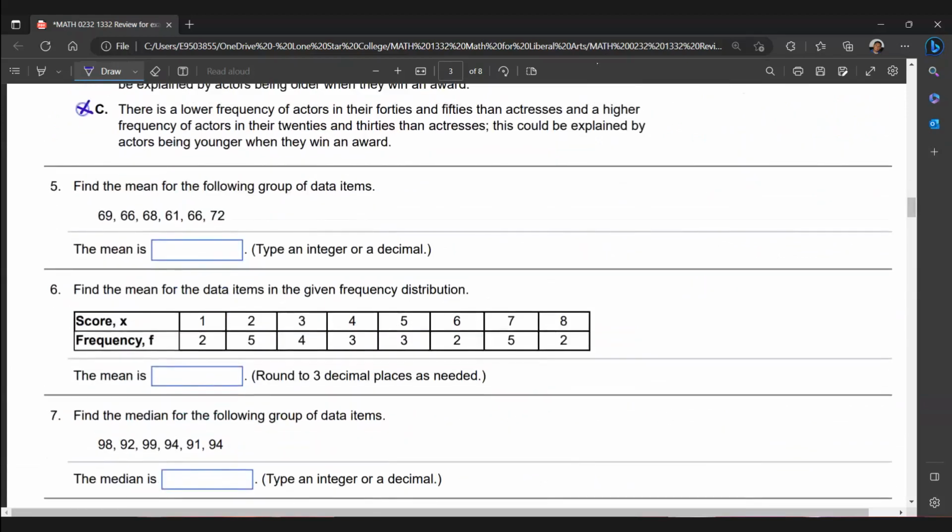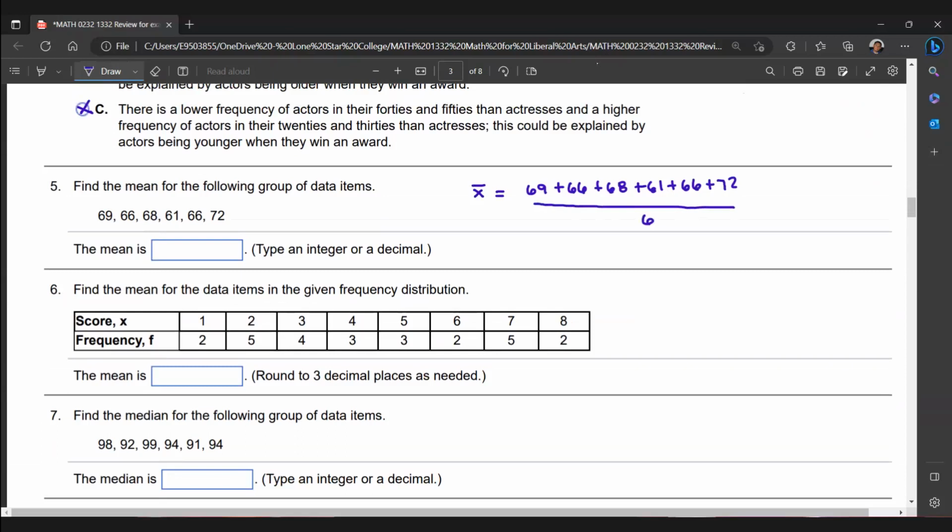Find the mean of the following group of data items. Okay. In order to find the mean, here's the symbol. It's going to be the sum of these numbers. So 68, then a 61, plus a 66, plus a 72. All of this divided by 1, 2, 3, 4, 5, 6. Okay, so there's 6 data items.